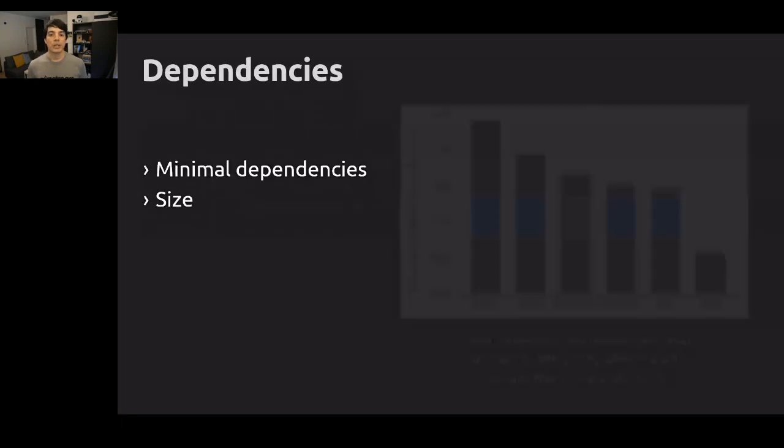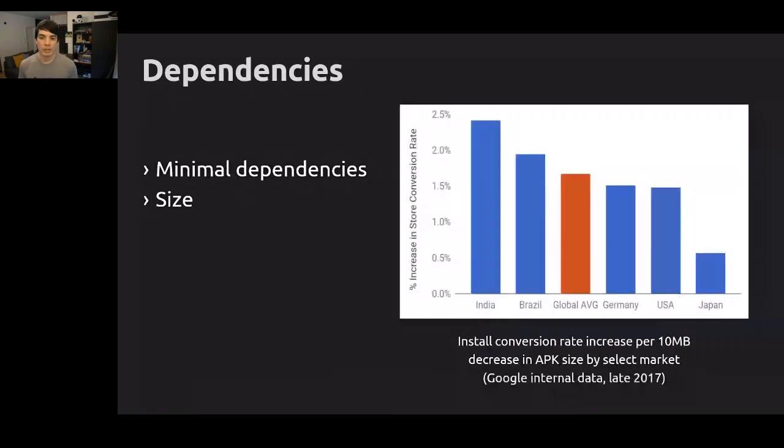Let's talk more about dependencies while we're here. Again, this is something you should minimize in a library, and there are a couple of reasons for doing that. First, there's the size. As you're pulling in more and more dependencies into your library, the size impact on the app that's going to include your library is going to grow. Here are some stats that show you how much conversion increases as an APK size decreases by 10 megabytes. As you can see, on average, it's about 1.5% more adoption for every 10 megabytes that an APK is smaller.